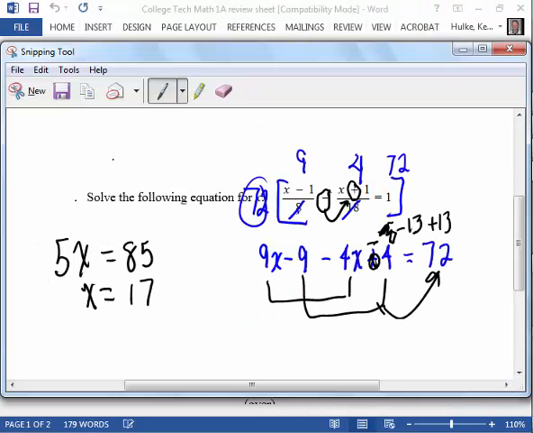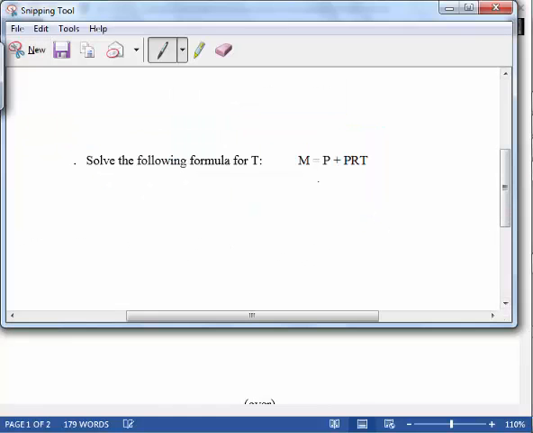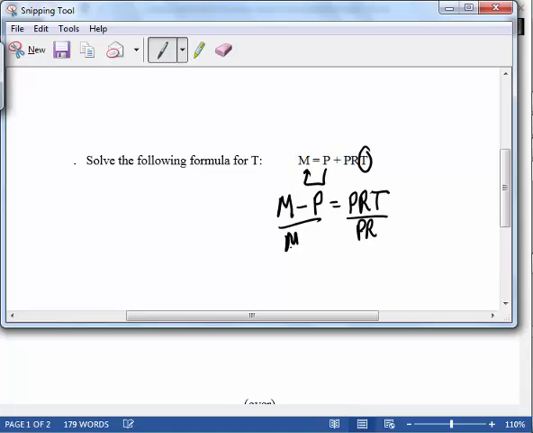Solve the following formula for t. Okay, so we want the t all alone. First off, take care of the subtraction. So we're going to subtract p from both sides, and we get m minus p equals PRT. Since we want the t all alone, divide both sides by p and r, and we get t equals m minus p over PR.